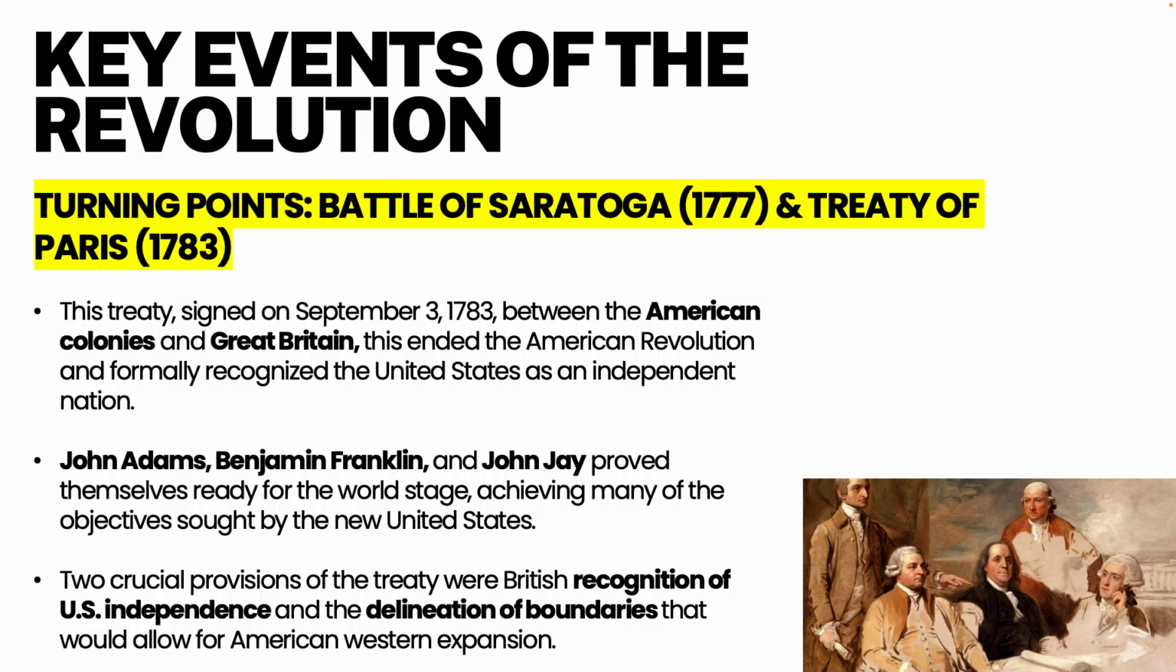So, what exactly is the Treaty of Paris? I think you have heard of it many times. But the whole point of the Treaty of Paris particularly is that this treaty was signed on September 3, 1783 between the American colonies and Great Britain. This ended the American Revolution and formally recognized the United States as an independent nation.